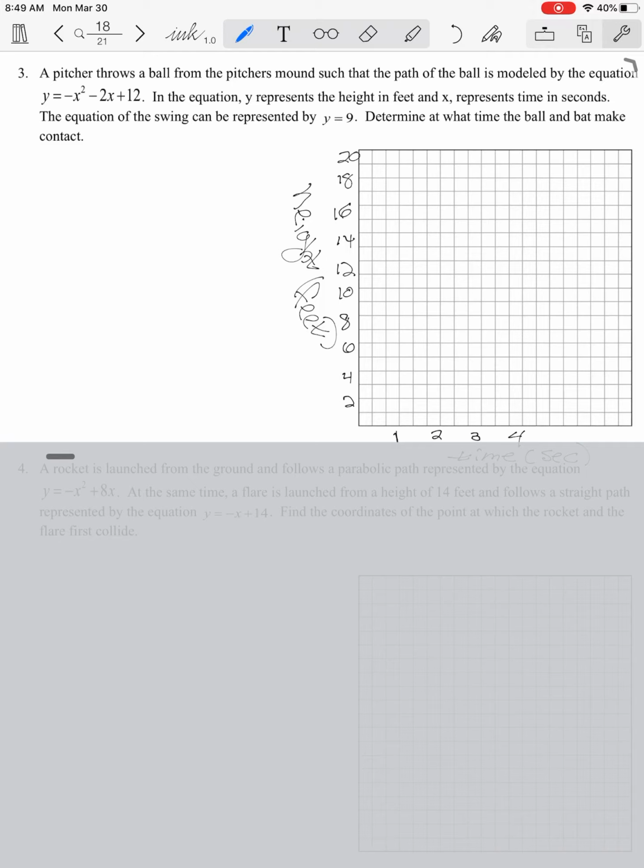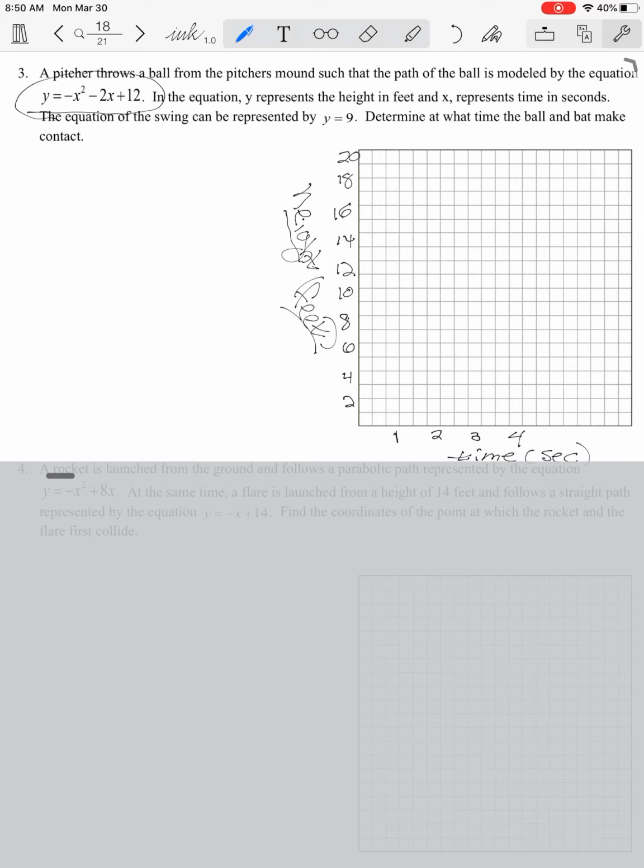A pitcher throws a ball from the pitcher's mound such that the path of the ball is modeled by the equation y equals negative x squared minus 2x plus 12. In the equation, y represents the height in feet, and you see I have labeled height in feet. And x represents the time in seconds. I also labeled time in seconds.